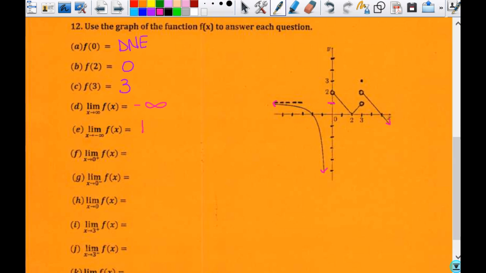Then the limit as x approaches 0 from the right. Okay, so as x approaches 0, but coming from the right-hand side, I'm approaching 0 on the x's, my limit is at 2. When I approach 0 from the left-hand side, x is getting closer and closer to 0, my y is going to get closer and closer and closer to negative infinity. All right, so as x approaches 0 from both sides, I'm going this way from the right, this way from the left, they don't match. Okay, so since these are different, the limit does not exist.